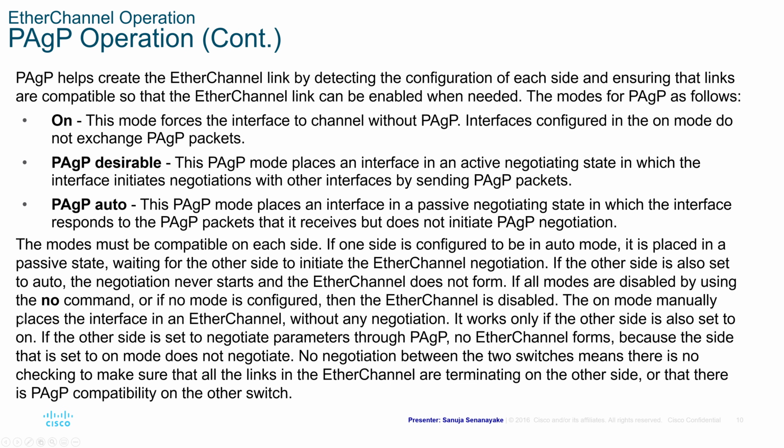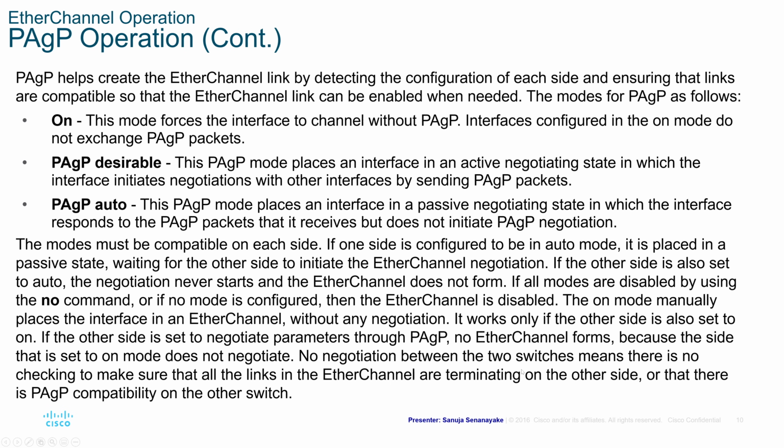The on mode manually places the interface in an EtherChannel without any negotiation. It works only if the other side is also set to on. So if both sides are set to on, it will work. If the other side is set to negotiate parameters through PAgP, no EtherChannel will form. If one side is on and the other is set to negotiate, it doesn't work, because the side that is set to on mode does not negotiate.